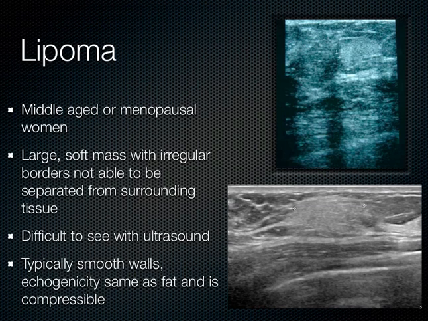Then there's lipomas, and this occurs more often in menopausal or middle-aged women, and just sort of large, soft masses with irregular borders. You can't seem to separate it from the surrounding tissues. These are difficult to see on ultrasound. You have to kind of really strain your eyes and hallucinate a little bit, but they usually have smooth walls, and the reason why they're so difficult to see is that they have the same echogenicity as fat. So we can see this lipoma here, and when you compress these, they're easily compressible.